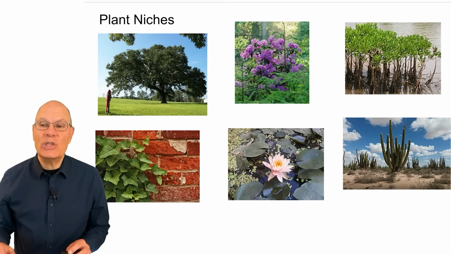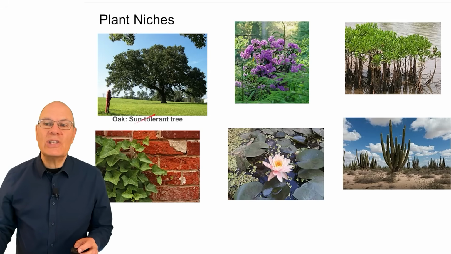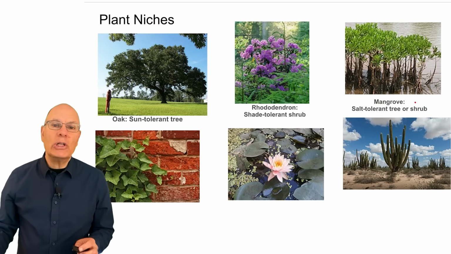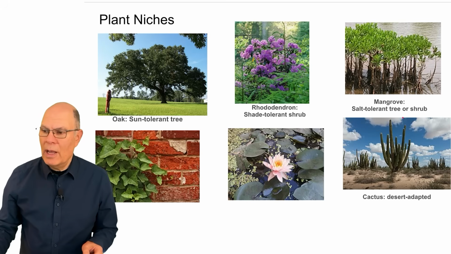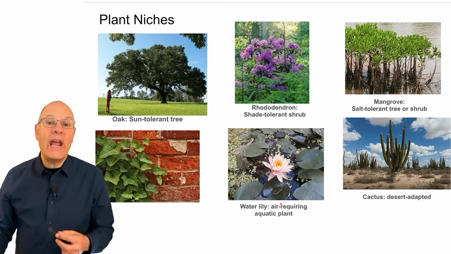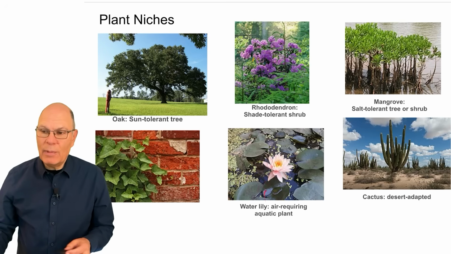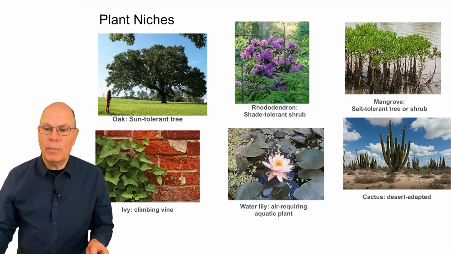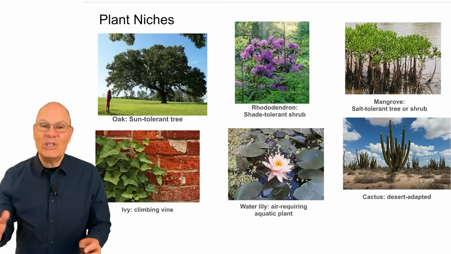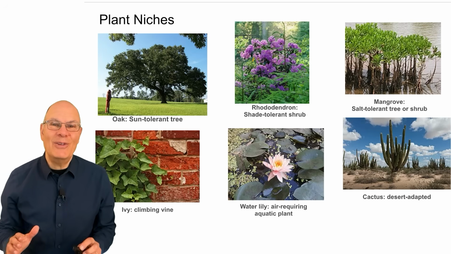Plants have niches as well. So an oak is a sun-tolerant tree. A rhododendron is a shade-tolerant shrub. A mangrove is a salt-tolerant tree or shrub. A cactus is a desert-adapted plant. A water lily is an air-requiring aquatic plant that lives on the surface of lakes or ponds. And ivy is a climbing vine. There are other plant niches as well, but this should give you the idea.